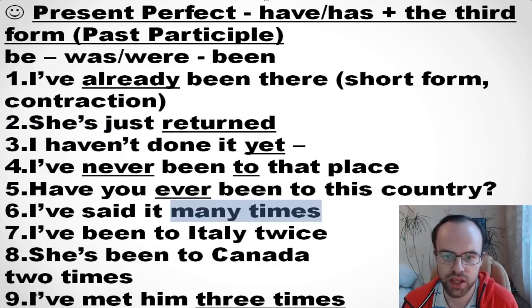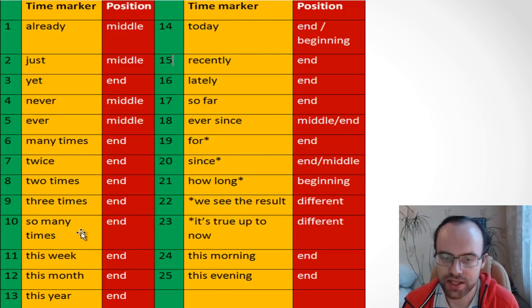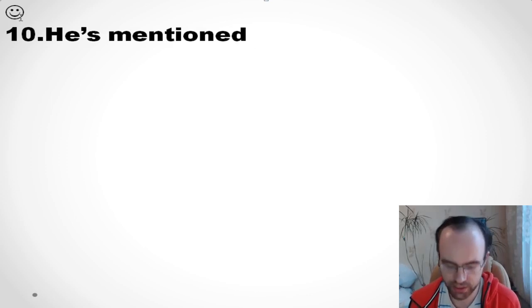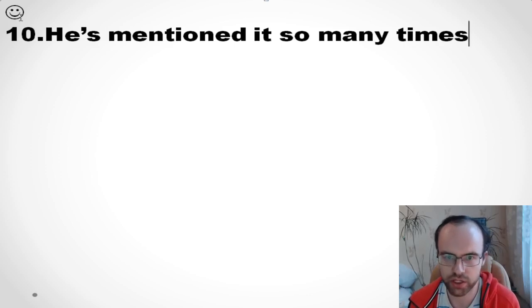Okay, so next. I've been to Italy twice. She's been to Canada two times. I've met him three times. Okay, next: so many times. For example, he has mentioned it so many times. He has mentioned it, or said it, so many times. So we use it with so many times. He's mentioned it so many times.